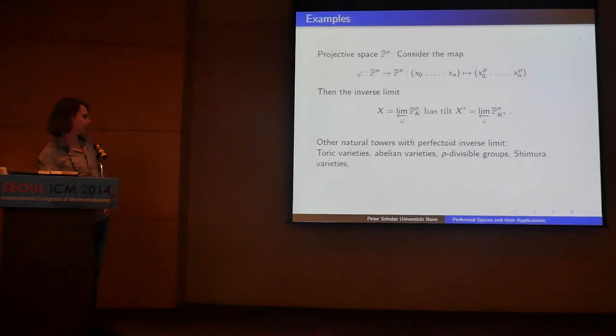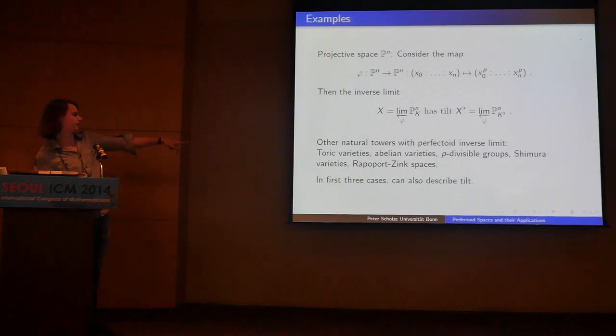But then there are some other situations: Shimura varieties and Rapoport-Zink spaces. Shimura varieties are moduli spaces of abelian varieties, and similarly, Rapoport-Zink spaces are moduli spaces for p-divisible groups. They come in natural towers because you're allowed to vary the level. And so if you let the level at p go to infinity, you get a natural tower which will turn out to be perfectoid in the inverse limit. As I said, in the first three cases, you can describe the tilt. But for these moduli spaces, I don't think it is possible to describe the tilt.